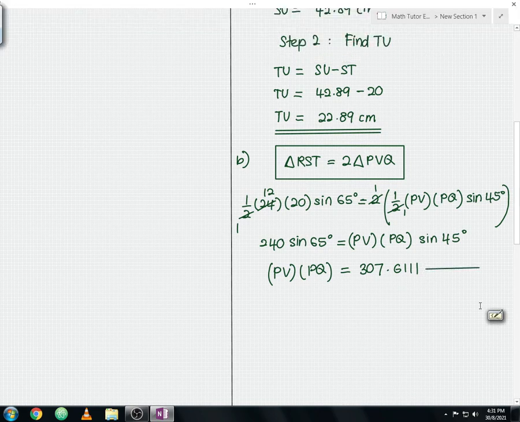As you can see here, you have 2 variables and you have already formed the first equation. We need at least another equation for us to solve them. In order to form another equation, we're going to apply the trigonometry concept, guys. If you take a look at the triangle PVQ, which trigonometry is appropriate in relation to this length PV and PQ? We're going to apply the cos.